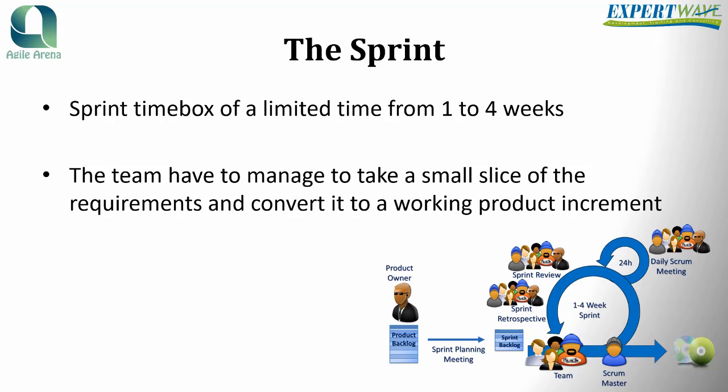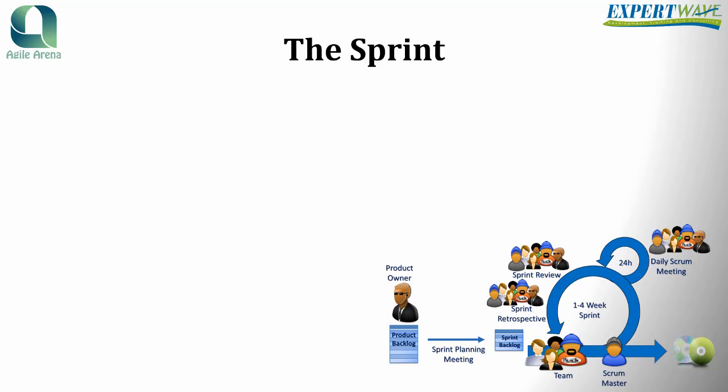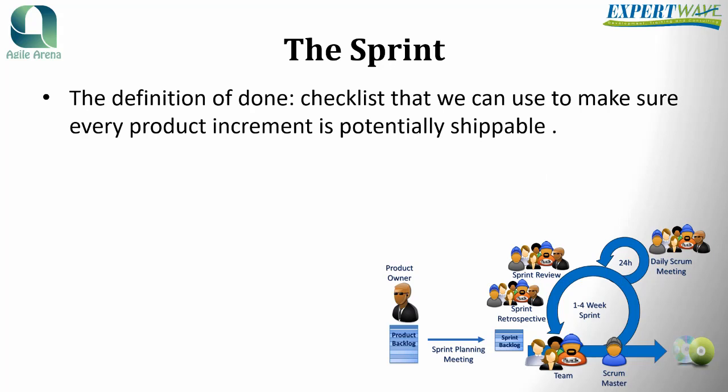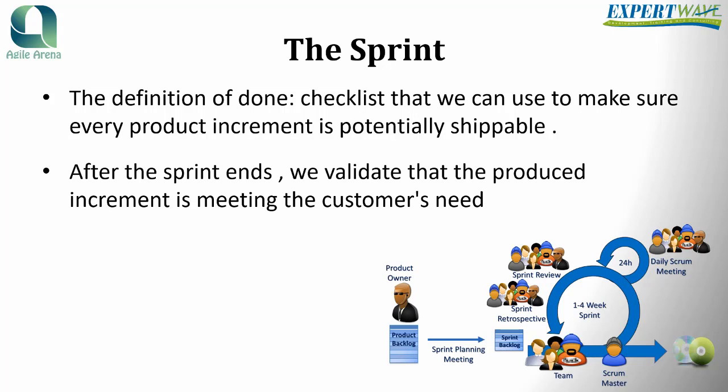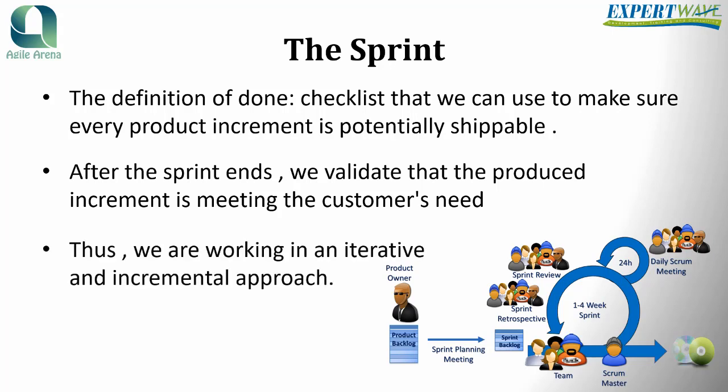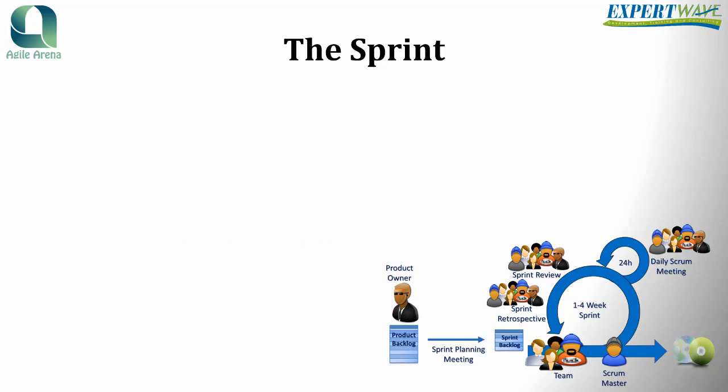And to make sure we are delivering a working product increment, we need to make sure it passes some quality metrics. That's what we can call a definition of done, which is briefly a checklist that we can use to make sure every product increment is working and can be considered potentially shippable. After the sprint ends, we validate that the produced increment is meeting the customer needs. We collect feedback and then start a new sprint with another slice of the requirements, and so on. Thus, we are working in an iterative and incremental approach.